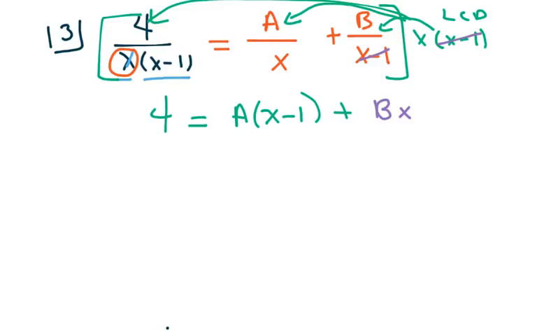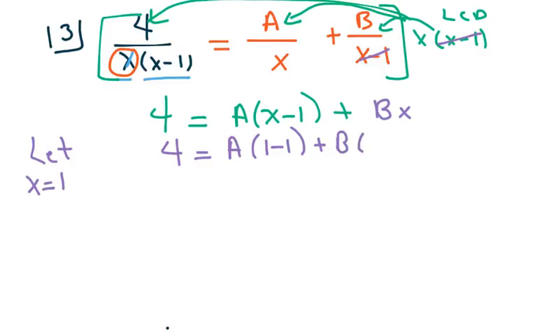Now what you can do is, first of all, we can just say, well, let's let x be, because x can be anything and you can solve. Let's let x be 1. If x is 1, what happens? Well, then we have 4 equals a times 1 minus 1 plus b times 1. And you get 4 equals 0a plus b. So b equals 4.